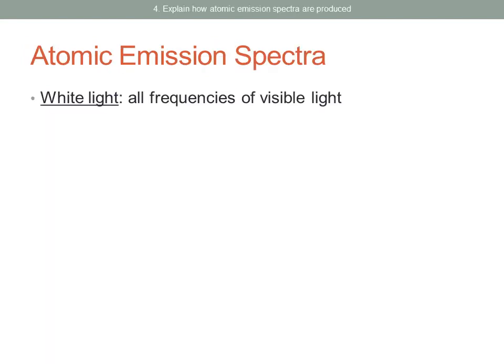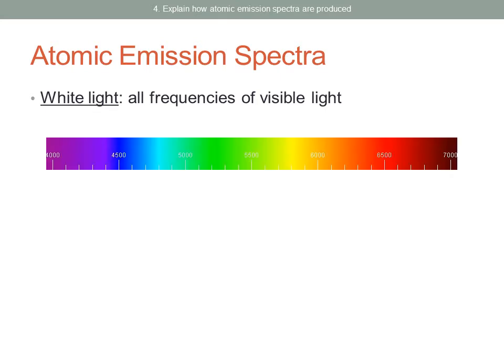So atomic emission spectra, a little background first. In order to understand what atomic emission spectra are, we want to understand what white light is. White light is simply the term that we use for whenever we have all frequencies of visible light. This is what it would look like.